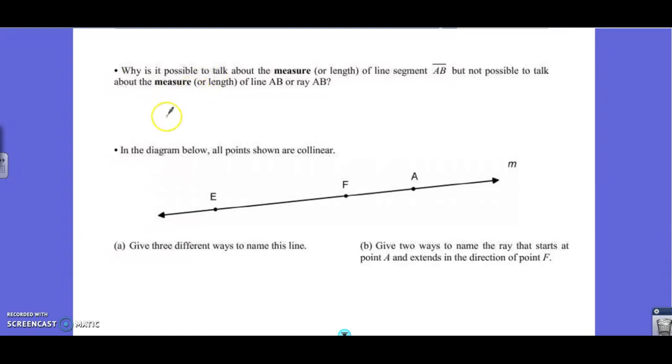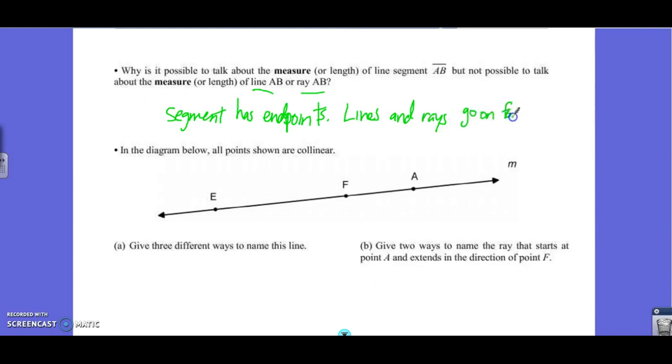Why is it possible to talk about the measure or length of a line segment, but not about the measure or length of a line? The reason is a segment has endpoints. So it stops. A segment ends. Lines and rays go on forever. They never stop. They go on and on and on. That's why there's arrows on them. So you can't tell me how long a line is. You can tell me how long a line segment is, though.